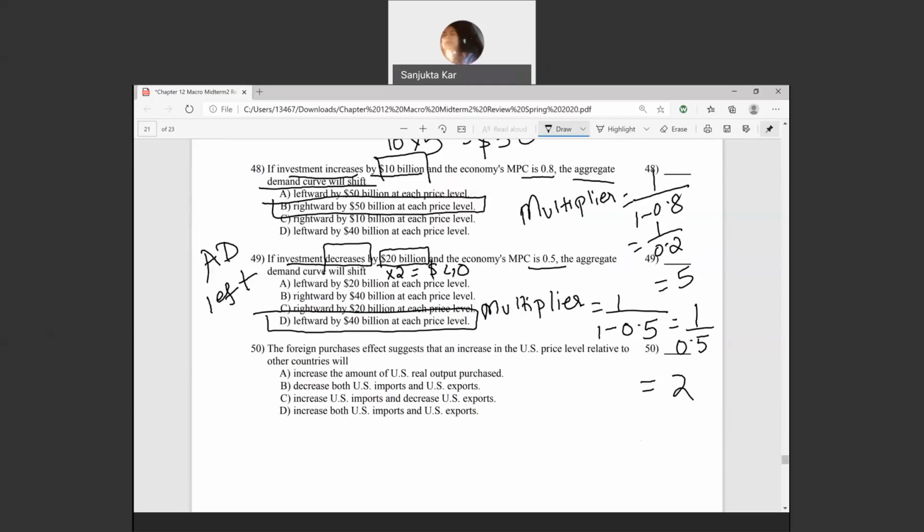The last one, foreign purchases effect, means an increase in US prices relative to other countries. This will increase US imports and decrease US exports. So my net exports as a whole is going to go down.